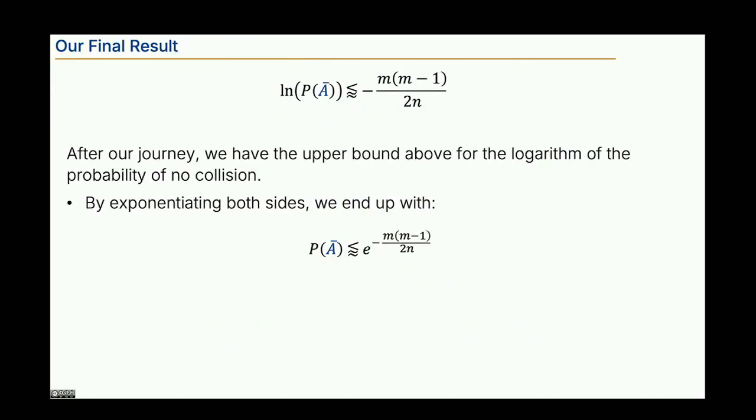Okay. So once we're done, and this is the punchline of this very clever algebra journey, if we exponentiate both sides, we get that the probability that there's no collision is less than, what? Like this is such a crazy expression. It's less than or equal to, just barely less than or equal to, e to the minus m times m minus 1 over 2n.